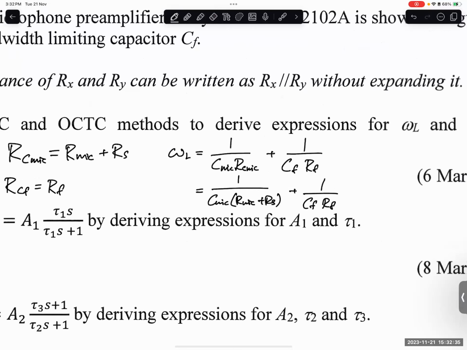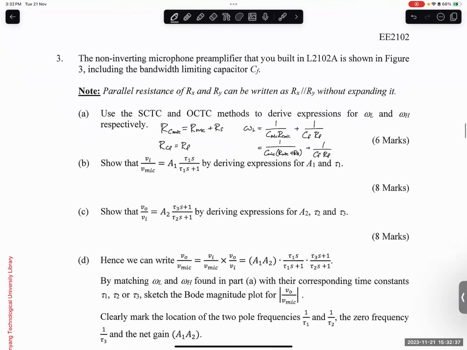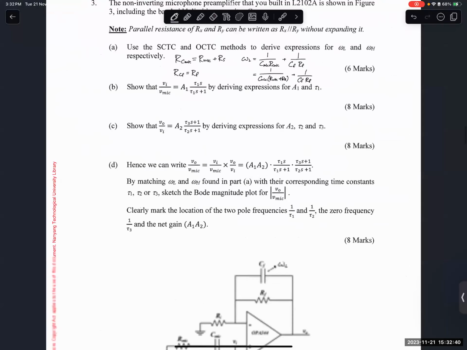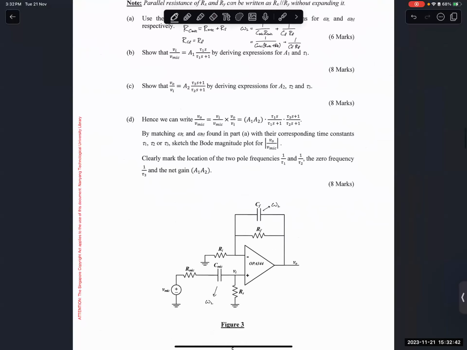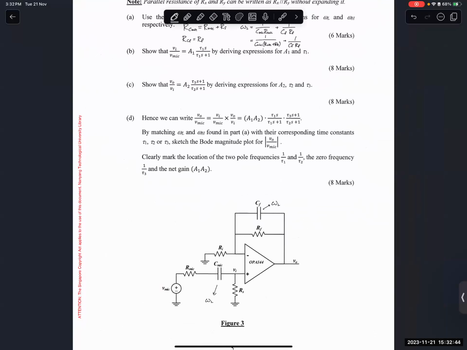Okay. Show that V_I over V_mic equals A1 τ1 s over τ1 s plus 1, by deriving expressions for A1 and τ1. Okay, very easy. So what do we need to do? Where's V_I? V_I is here, right? And V_mic is here, right? So we just need to do what? What's the thing that we need to do?